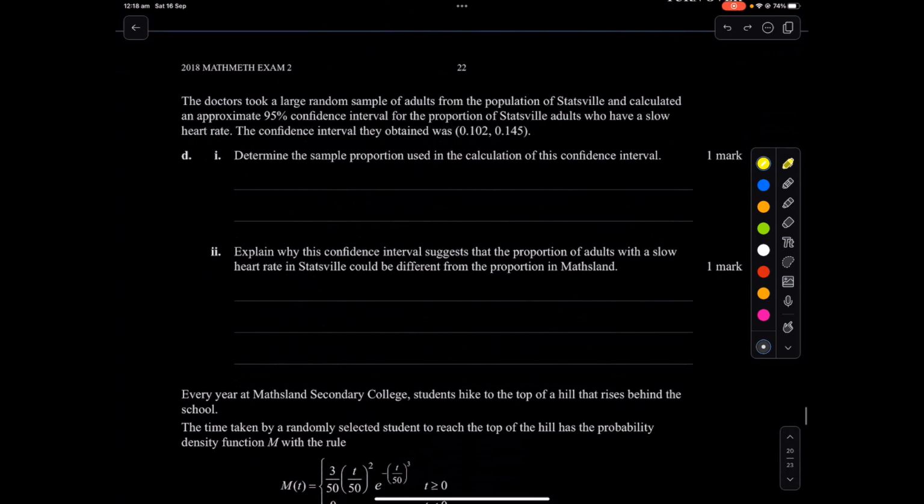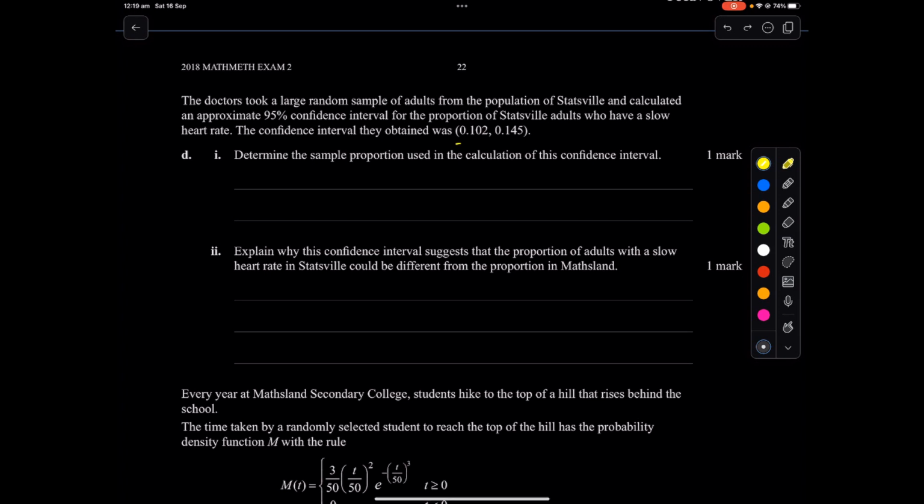Yeah, that's the answer. The doctors took a large random sample of adults from the population of Statville and calculated an approximate 95% confidence interval for the proportion of Statville adults who have a slow heart rate. The confidence interval they obtained was this. Determine the sample proportion used in this calculation for this confidence interval. Yes, this is a typical question. I think it was in one of the Northern Hemisphere exams.